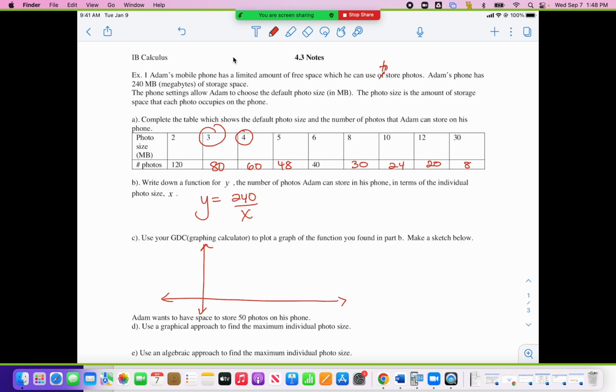I'm going to go 5, 10, 15, 20, 25, 30. Whoops, sorry, I put that in the wrong thing, didn't I? I did the wrong axes, hold on. I'm going to try that again, because x is the photo size and y is the number of photos. Or no, I had that right, didn't I? Silly.